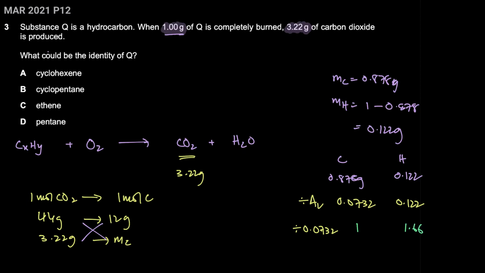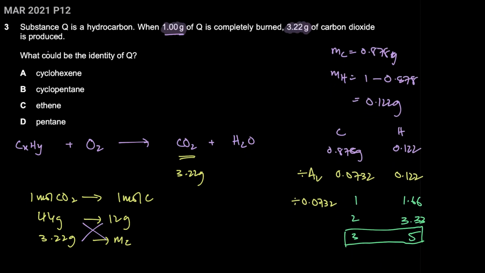Now this is not an integer ratio. So all we can do is multiply by integers. If you multiply by 2, you get 2 is to 3.33. Still not an integer ratio. If you multiply by 3, you get approximately 3 is to 5. So that's your ratio of carbon to hydrogen. So we can say that substance Q is C3H5.